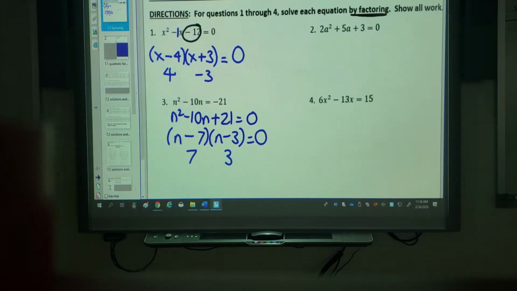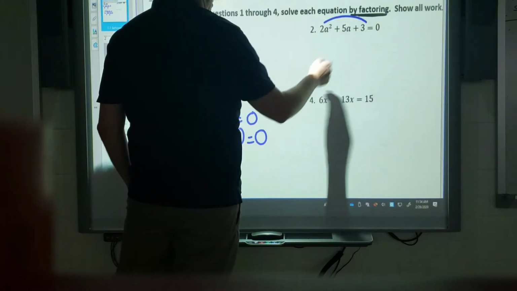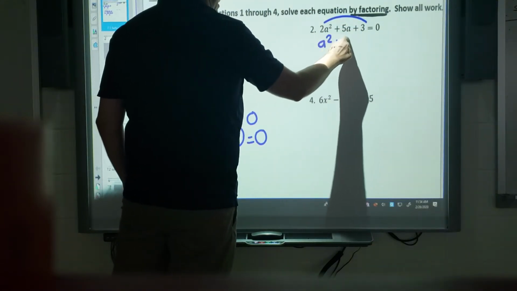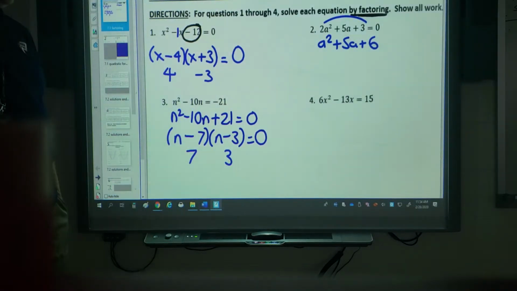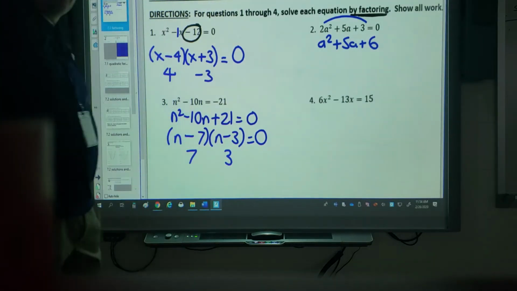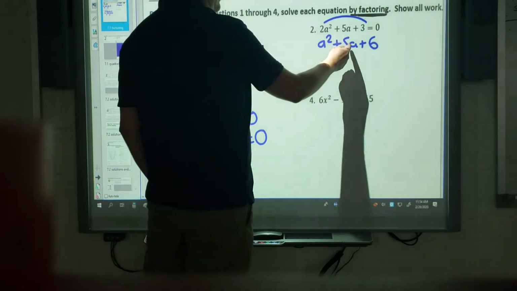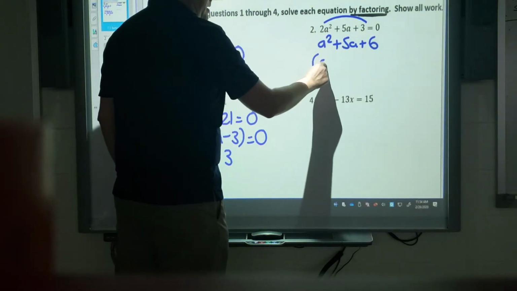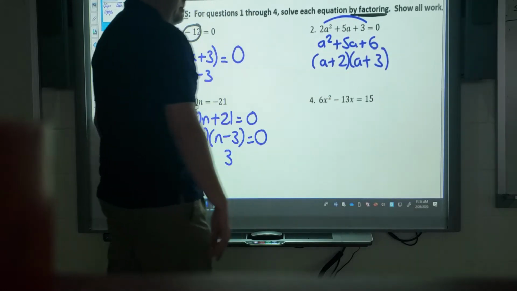Now for questions 2 and 4, we use slide and glide this year. So I'm going to move the 2 to the end of the question here, where the 3 is, and multiply. So 2 times 3 gives me 6. I'm going to ignore the equals 0 just to begin with. Numbers that times to make 6 and add to make 5, that's going to be 2 and 3. You've got to be very careful you avoid 6 and 1. 6 take away 1 gives you 5, but you've got to add these numbers together. So a plus 2 and a plus 3.